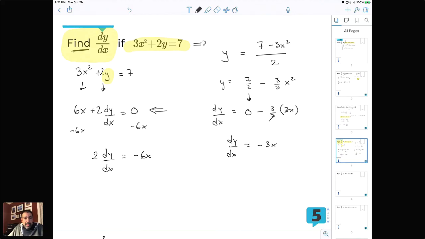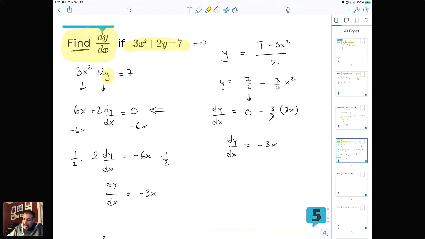And now to finish this, we're going to get the dy over dx alone. We're going to divide both sides by 2, or multiply both sides by 1/2, whatever your preference is. But if I multiply this side by 1/2, I have to multiply the other side by 1/2, and all of a sudden we get that dy over dx is equal to negative 3x.